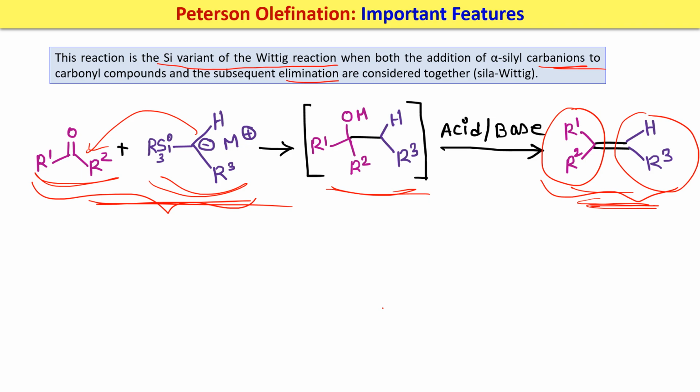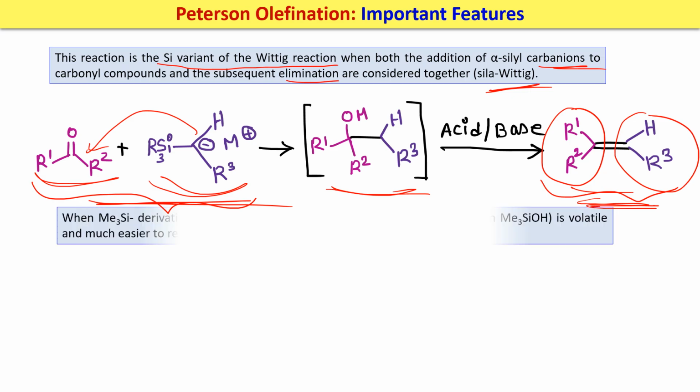So it is just like Wittig reaction. There also we use some carbonyl compound, and though there is no silicon used, there is phosphorus, right? But this is a similar type, so that is why we can say this is a silicon variant of Wittig, and that is the reason it is also called Sila-Wittig.